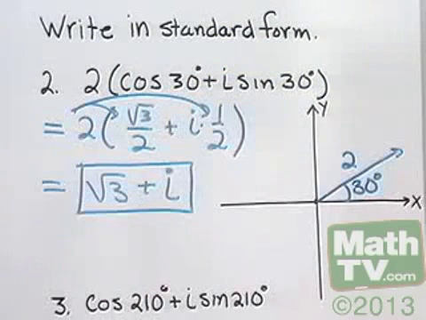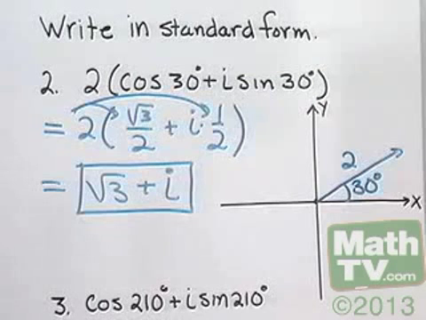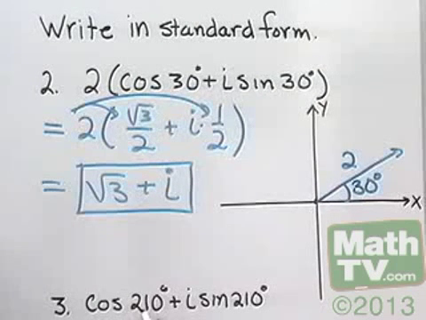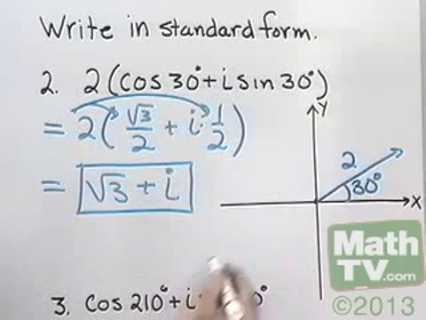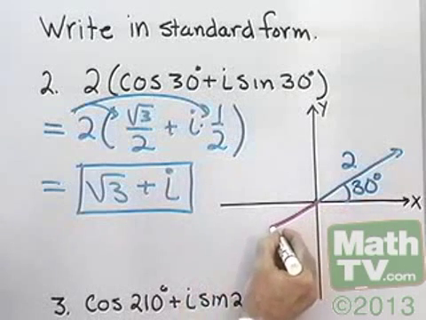Cosine 210 plus i sine 210. Okay, I want to write this in standard form also instead of trigonometric form. Let's draw its graph. 210 degrees is 30 degrees past 180. So I'll draw it like this.